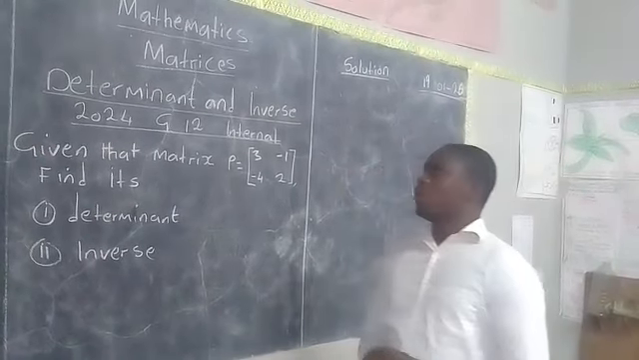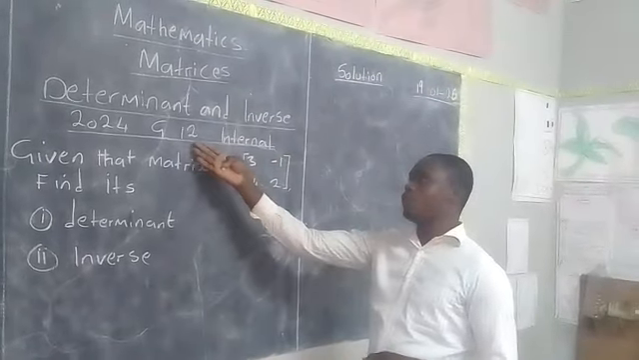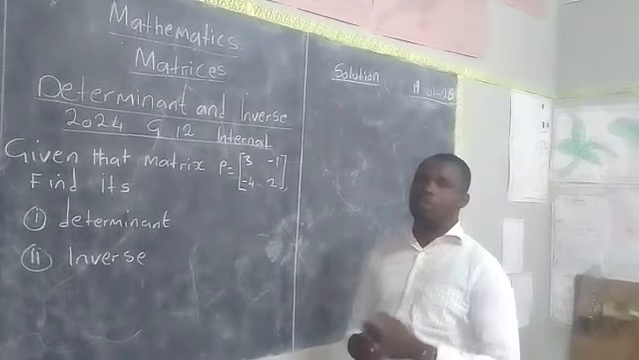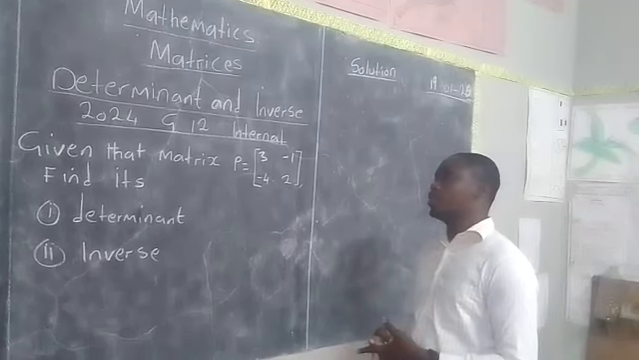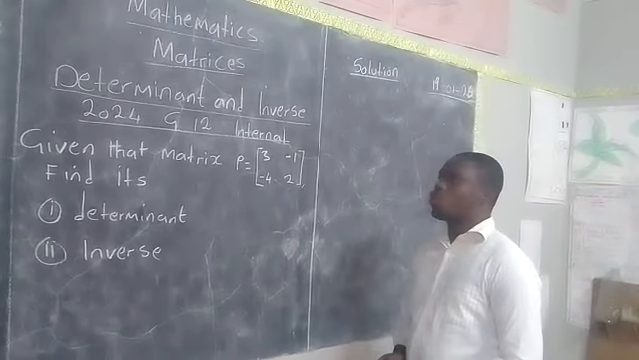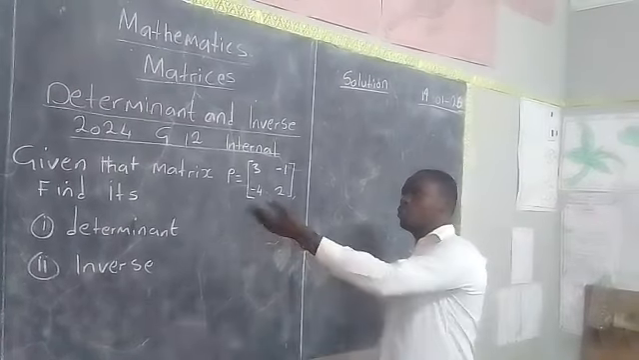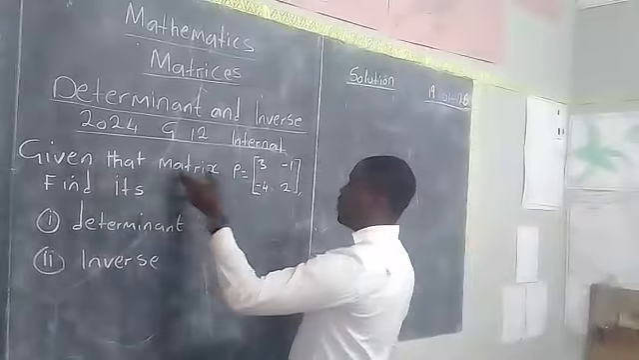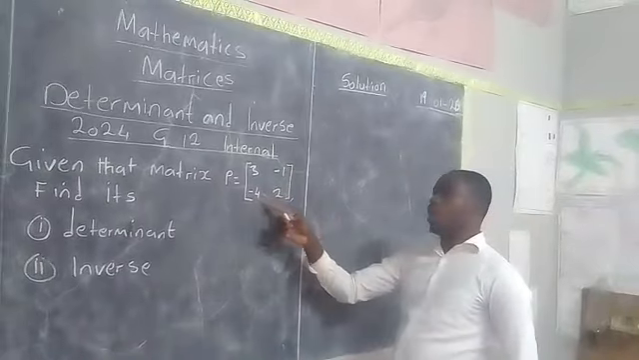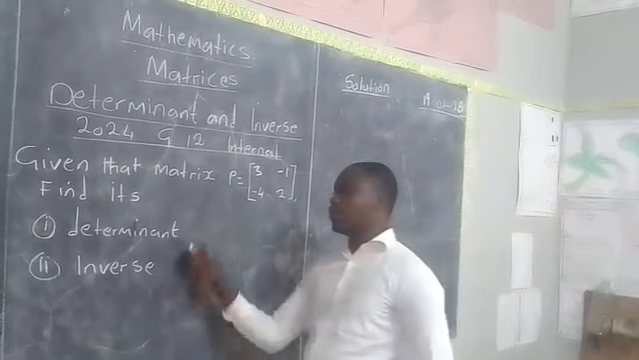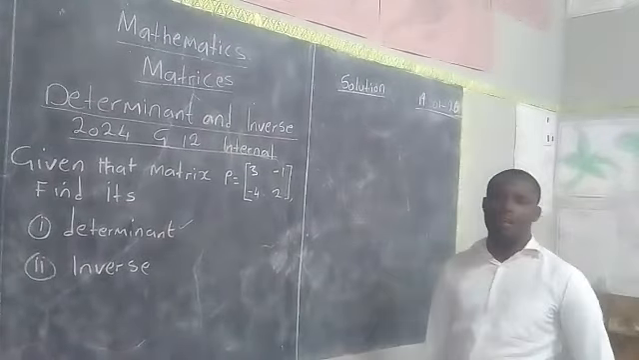Okay, so we have extracted a question from a past paper, 2024, grade 12, specifically internal. Those of you who have a past paper can compare this question and the answer, which I'm going to write here. So how do we solve the determinant? We have a question which says, given that matrix P is equivalent to 3, negative 1, negative 4, and 2. The first question was, find the determinant. So, how do we find the determinant?